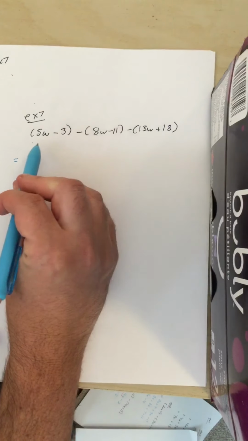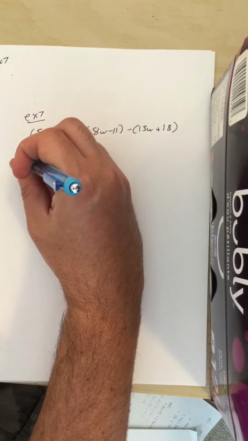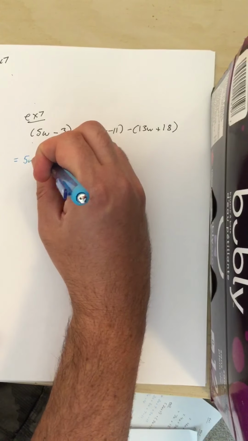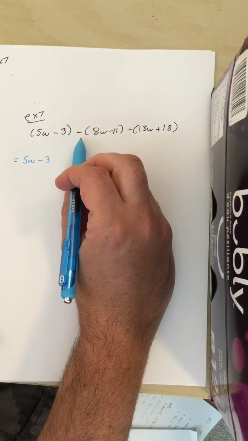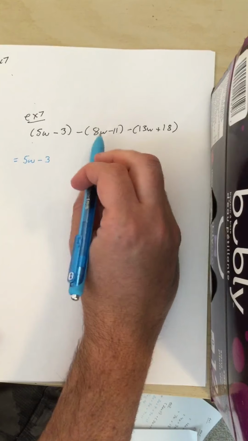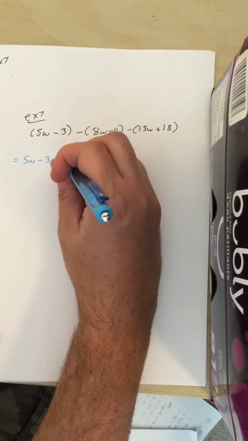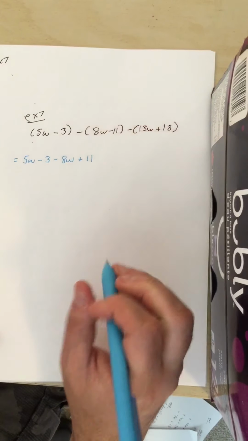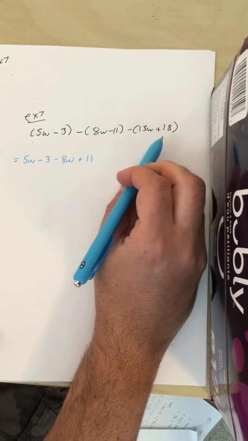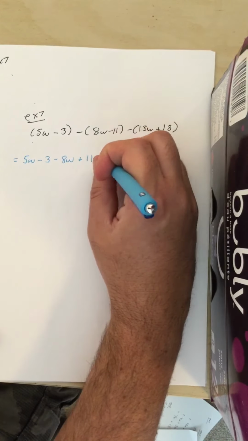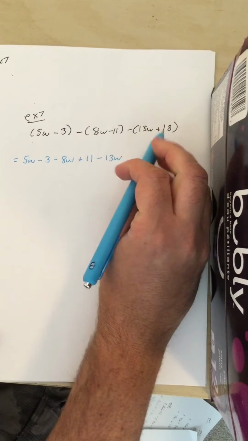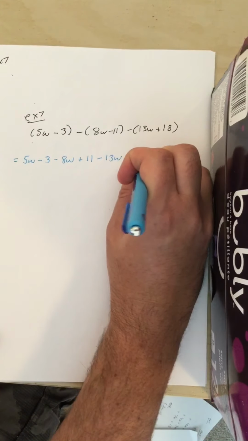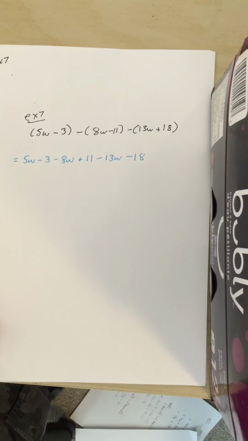Okay. So, invisible plus in front of the first one, so this just becomes 5w minus 3. A negative in front of the second bracket, so the 8, that's a plus 8, so it becomes minus 8. The minus 11 becomes plus 11. A minus in front of this bracket, so we're going to have to switch things. So the 13 becomes minus 13, and the 18 becomes minus 18.